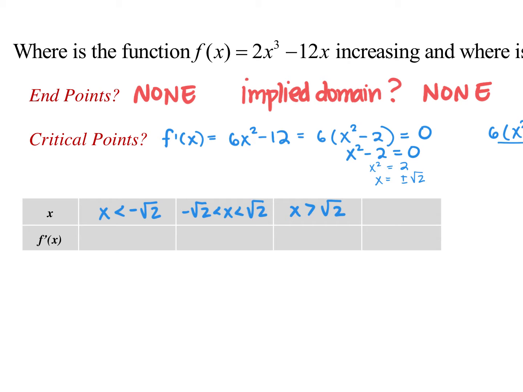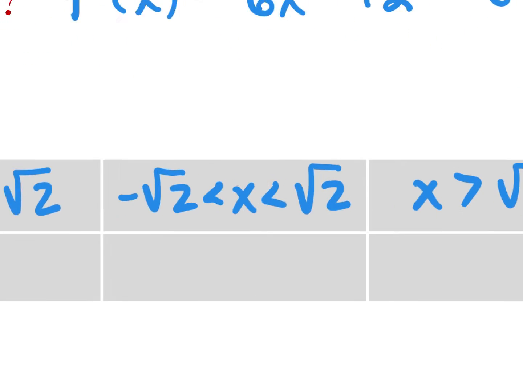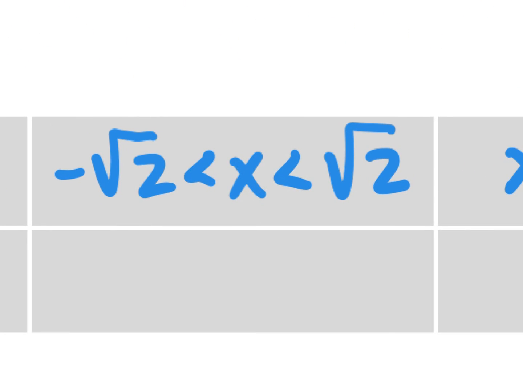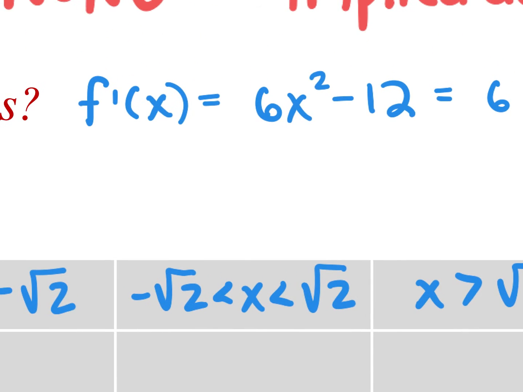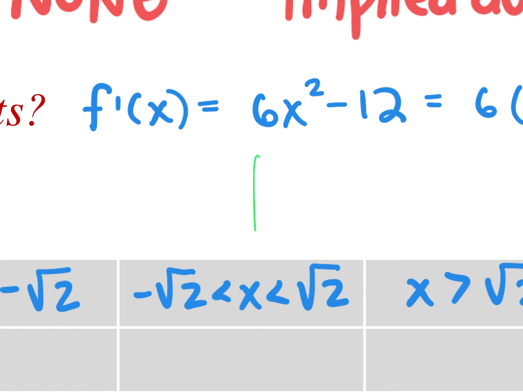Remember, we've done this before. So now we want to pick some test points. Let's start with the middle one. What would be a great number to pick between negative rad 2 and positive rad 2? Pick 0, sure. It's a great, easy, random point. It could be anything. You could pick 1, you could pick negative 1, but 0 is right in the middle. So we're going to pick 0 and plug it back into our derivative. If you put 0 in there, what do you get for an answer?